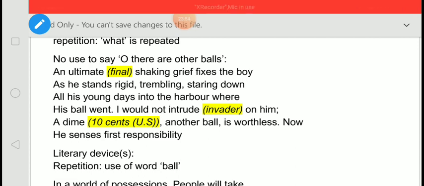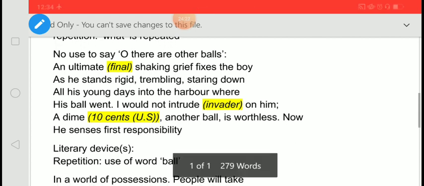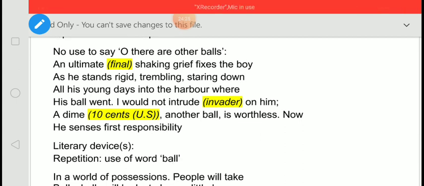Oh, there are other balls. It means there is no meaning in telling the boy that he has other balls, that he has many more balls. The poet says there is no benefit of consoling the boy by saying that he will get another ball. Further, the poet says that because the boy is feeling very sad, an ultimate shaking grief fixes the boy, so there is no benefit of consoling him by saying that he will get another ball because he has many more balls.